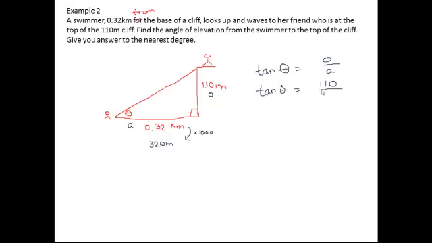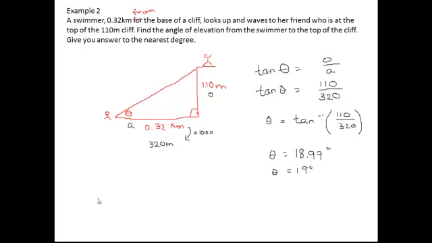Okay, so back to our question here. Tan of theta is equal to 110 meters over 320. To work out theta, we need to use the inverse tan of 110 over 320. Okay, so you can go ahead and put that into your calculator. And you should get that theta is 18.97 degrees. So rounded to the nearest degree, we would get theta is equal to 19 degrees.